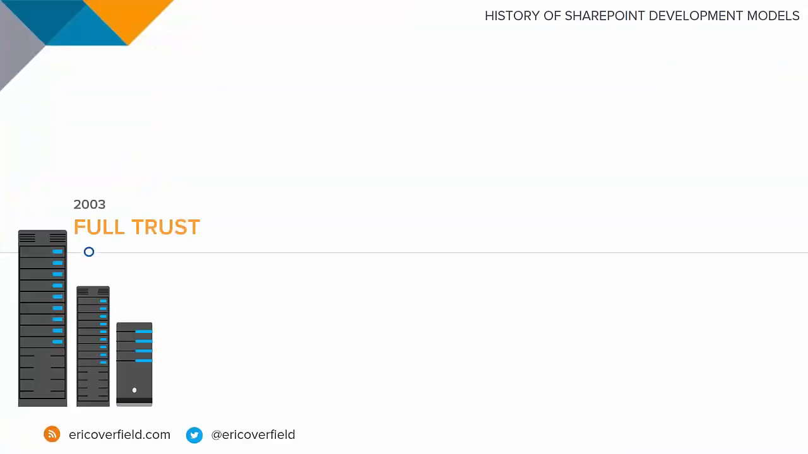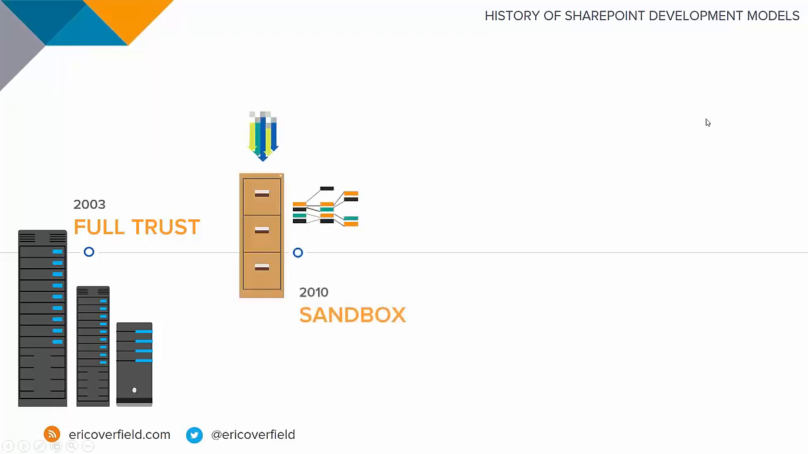So let's quickly look at SharePoint development and how it progressed. Back in '03 with SharePoint, well, '01, but '03 came out, we had full trust solutions. That's how we were able to customize SharePoint. And we still have that on-prem, by the way. Full trust is still available in SharePoint 2016, but it is not cloud-friendly.